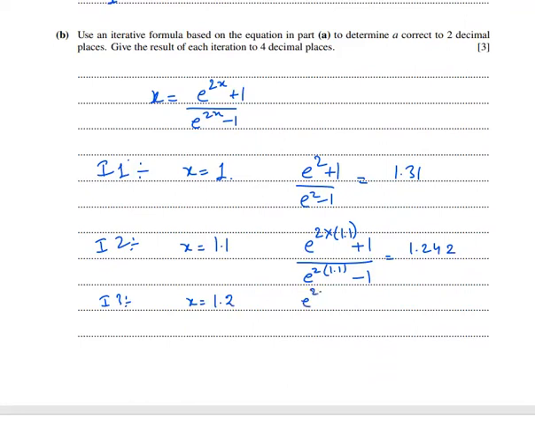Okay, at 1.2 now, iteration 3, put x equals 1.2. You will get e to the power 2 into 1.2 plus 1 divided by e to the power 2 into 1.2 minus 1, which is equal to 1.19. Okay, so here you can see that at 1.2 you're getting 1.19, which is very close to 1.2. So therefore we can say alpha, or A, is equal to 1.2. The root is 1.2. Okay, so that's your answer. So the left hand side is approaching 1.2. When x is 1.2, the right hand side function is approaching 1.2, isn't it? So the solution is 1.2.